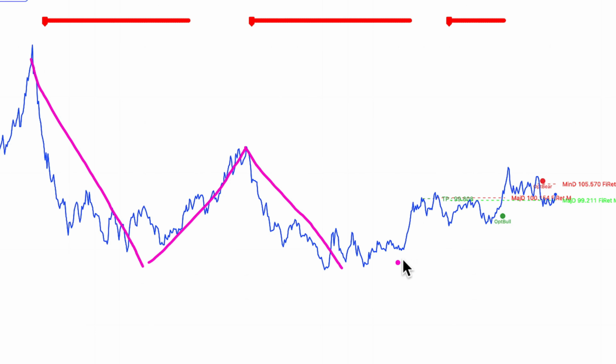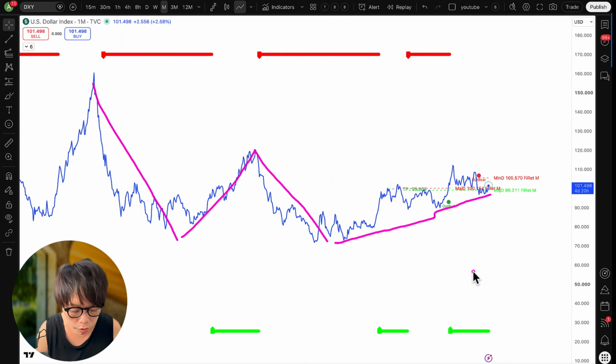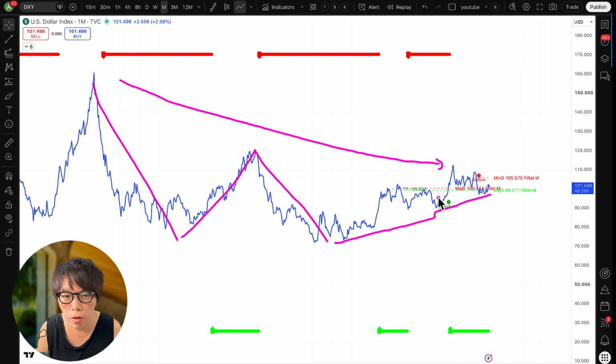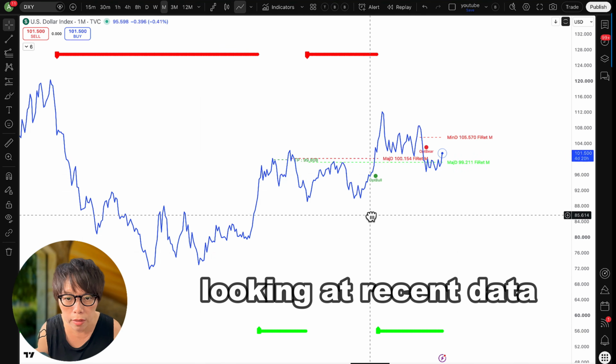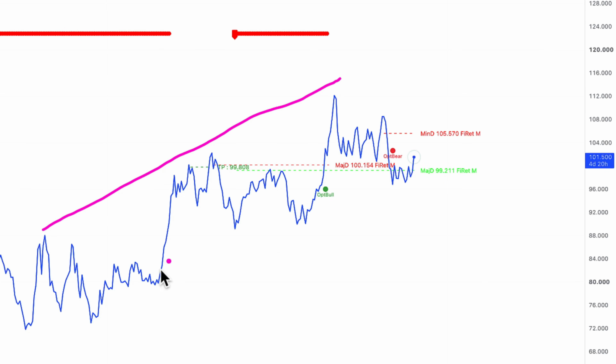And if you take a look at the more recent part here, I would say that generally this is still up. Although, yes, I do agree with some voices that there is an overall down move with the US dollar. But taking a look at the more recent data, I would say that this is generally still heading upwards.